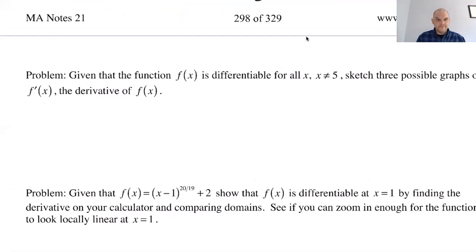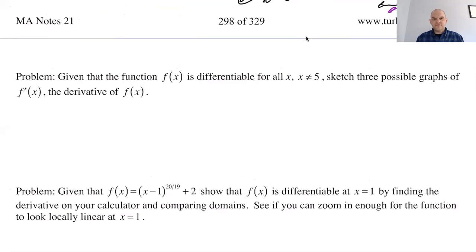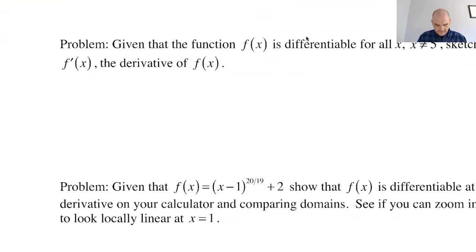So we are given that the function f is differentiable for all x, where x is not 5. Sketch 3 possible graphs of f prime, the derivative of f of x. This is interesting. So we're going to sketch f prime based on the fact that the function is differentiable everywhere except 5, which means the derivative exists everywhere except 5. So we have like an infinite number of options. I'm just going to go through a couple.